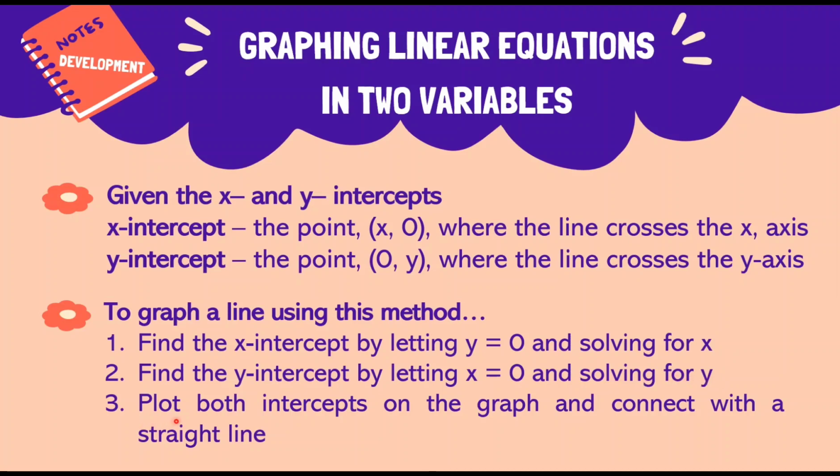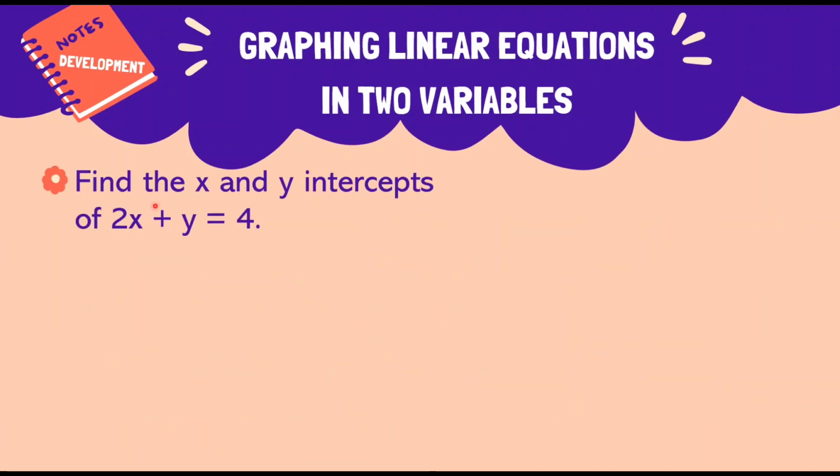And the third step is to plot both intercepts on the graph and connect with a straight line. Kasi, di ba, 2 points determine a line. Let us have an example.